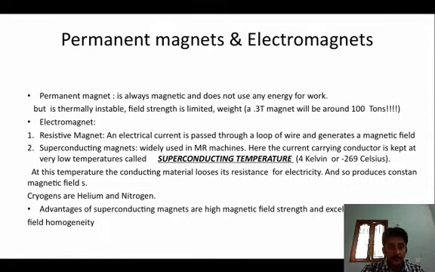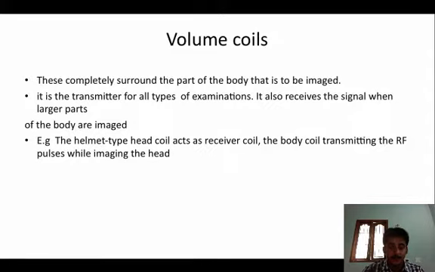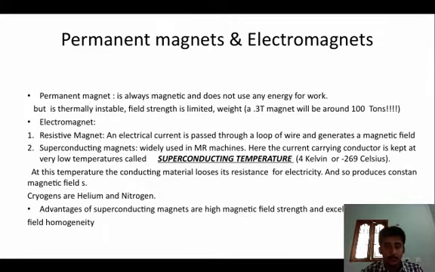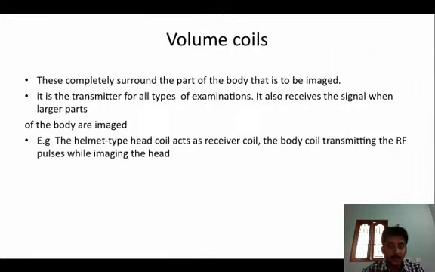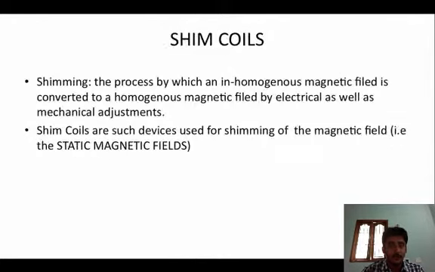So these are the specifications and design of the superconducting magnets and a resistive magnet. And what are these volume coils? Let us see the different types of coils present in this MRI machine. First is the volume coil. These components surround the body that has to be imaged. Volume coil is usually used to record energy from, or to create a magnetic field for, a particular volume of the body.